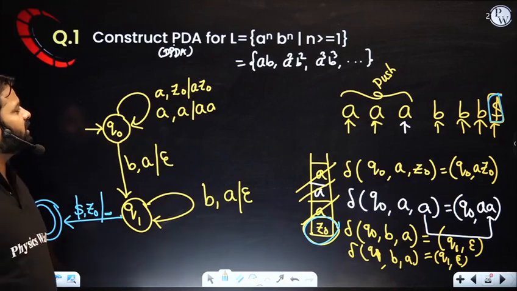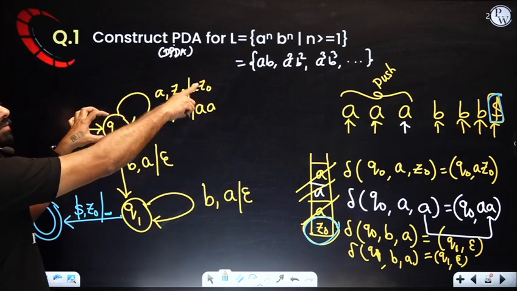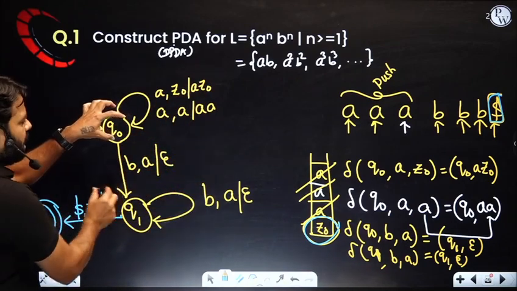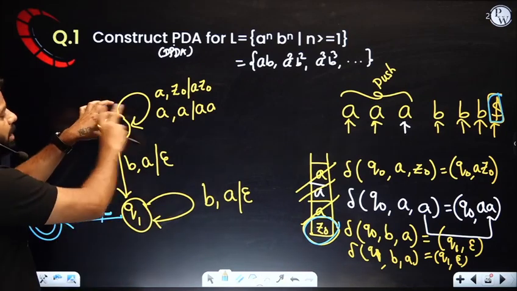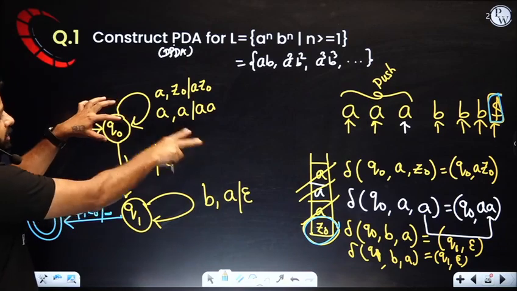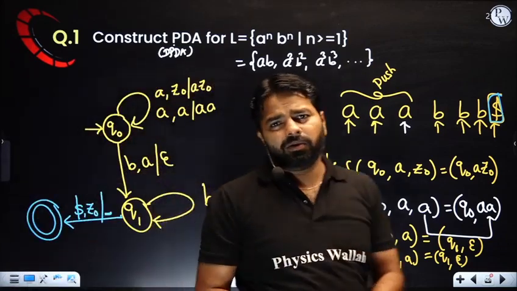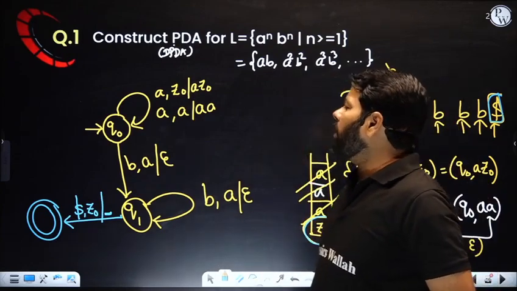But it's guaranteed, if it is a deterministic machine, A comma Z0, from this state, you will have only one transition. A comma A, only one transition. B comma A, only one transition. But anything which is missing, dollar comma A is missing, dollar comma Z0 missing, that means assume you are going to a dead state and staying there. That would be fine for deterministic machines. Okay, this is one machine.